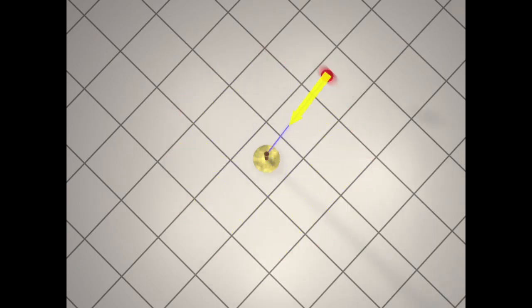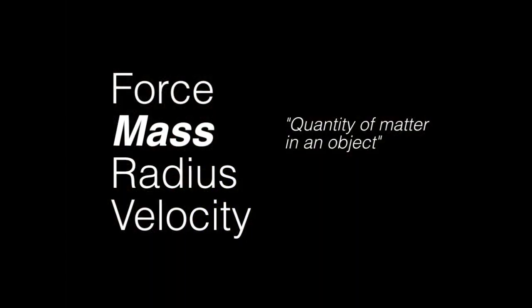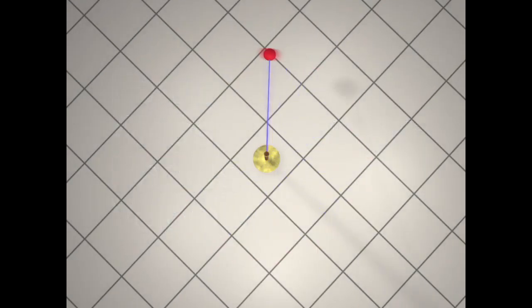There are a few important things we need to pay attention to in this system. First, the bob has a particular mass. Mass is the quantity of matter in an object. Mass is something in this system that can be varied. Varying the mass will affect the system, and you will learn how that happens in the upcoming experiment.